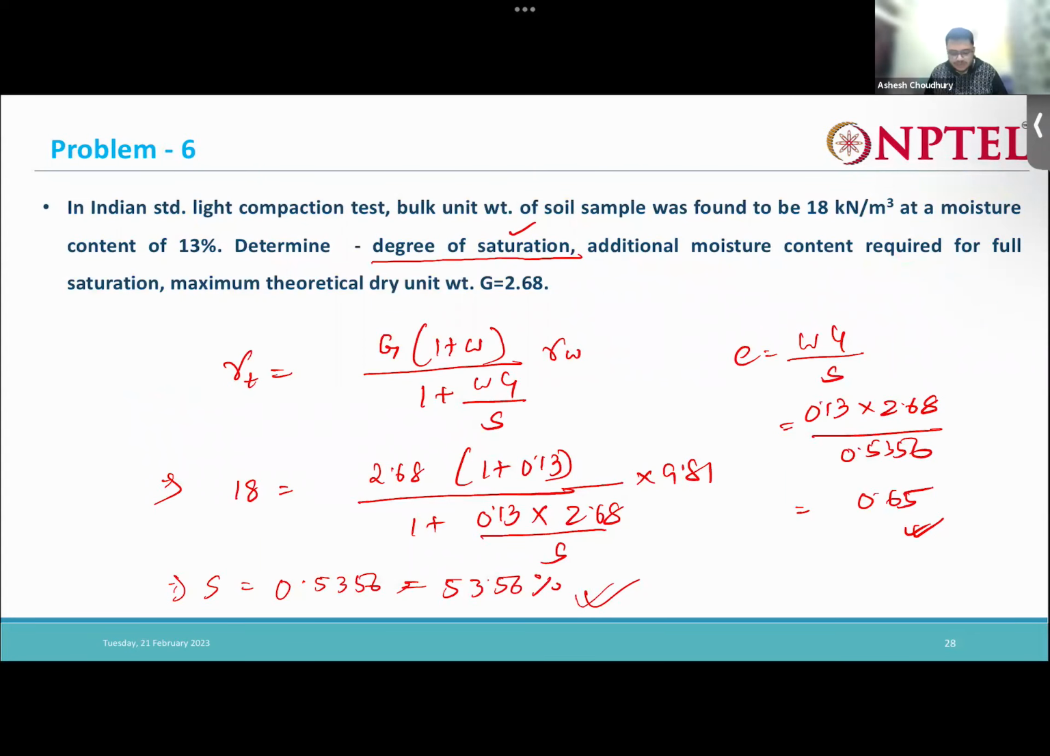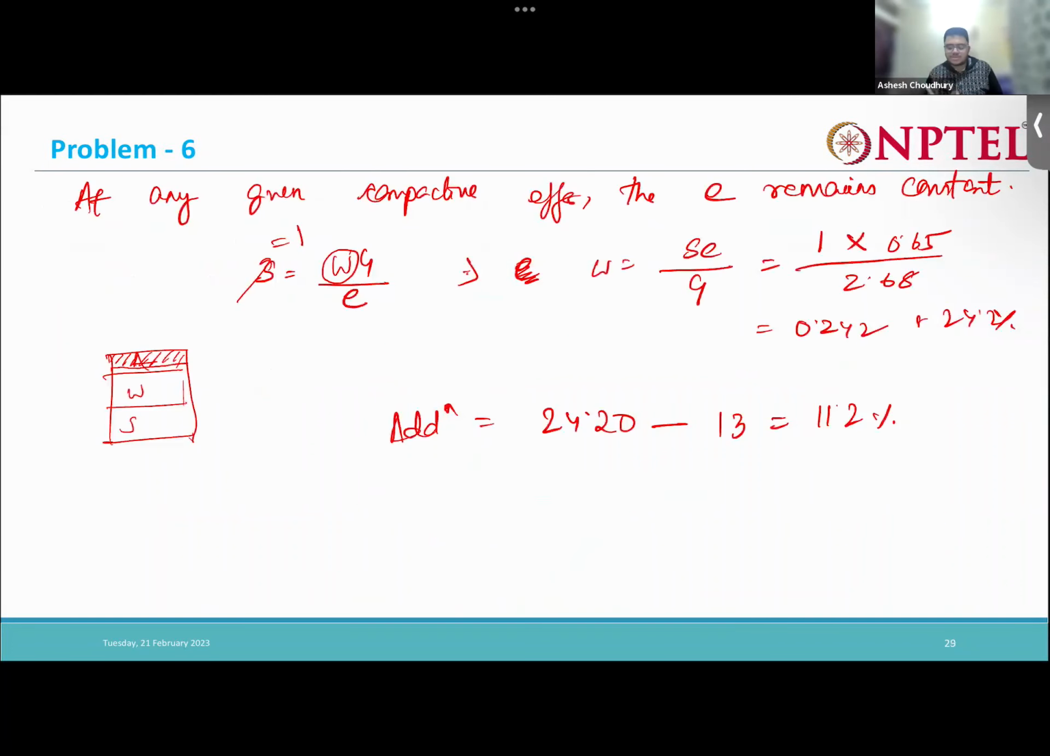So this problem is not actually that much related to compaction. The bulk unit weight is given, the moisture content is given, so from there you find out the saturation of the soil, and from saturation we found out the void ratio. Then we find out for perfect saturation, meaning 100% saturation, what the water content is, and we just deducted that and found out the additional amount of water. So this is very simple, don't get confused, this is not that much related to compaction.